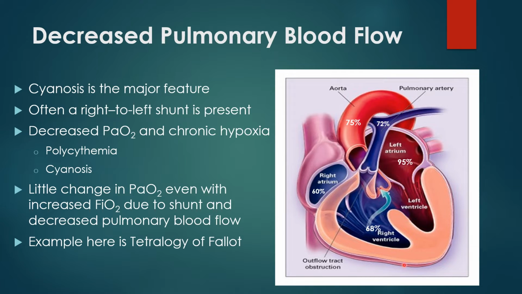Here is tetralogy of Fallot. Actually, you've got the RV outflow tract stenosis, you've got the overriding aorta, you've got the VSD, and you've got all the hallmark features that are going to decrease pulmonary blood flow, along with right to left shunt.